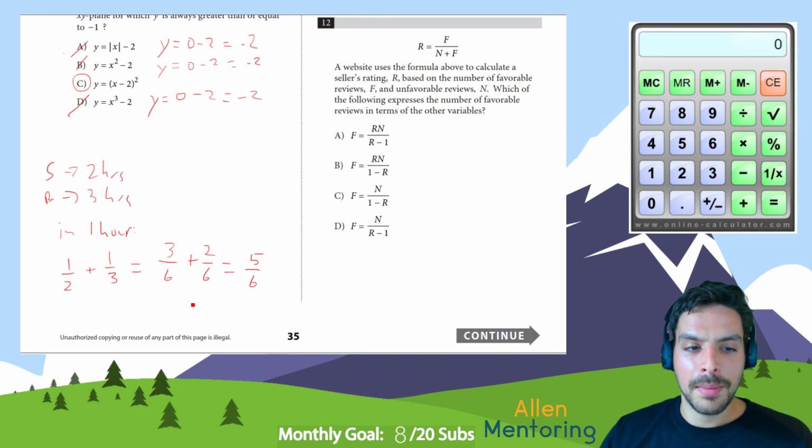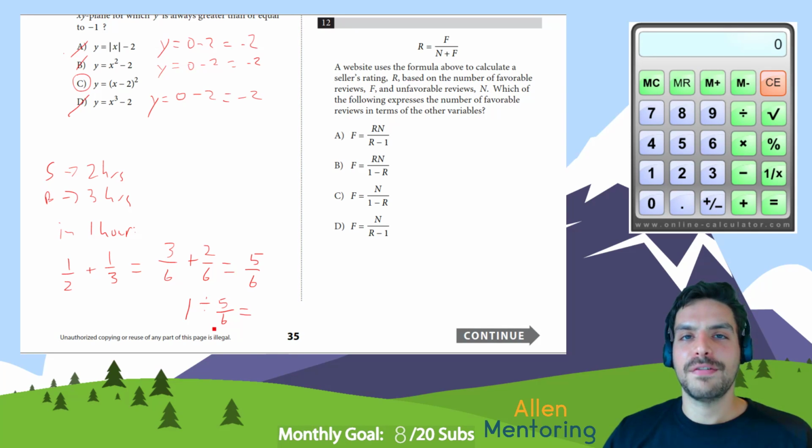Well, the entire job will be 1 whole, right? So we want to do 1 whole divided by how much they can do in 1 hour. And that will tell us how many hours it takes for them to do the entire job. So 1 divided by 5/6, all right?